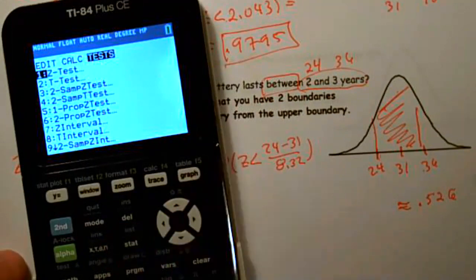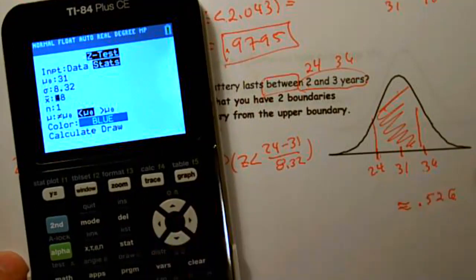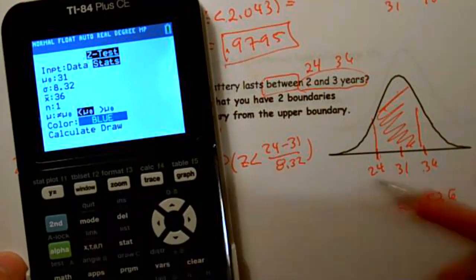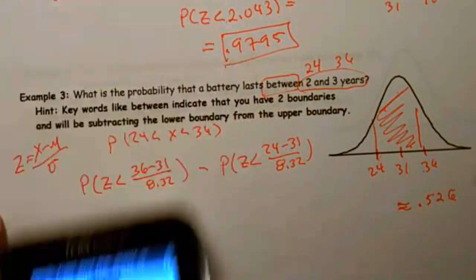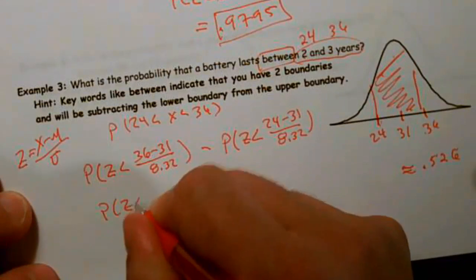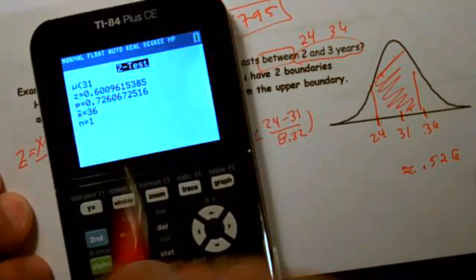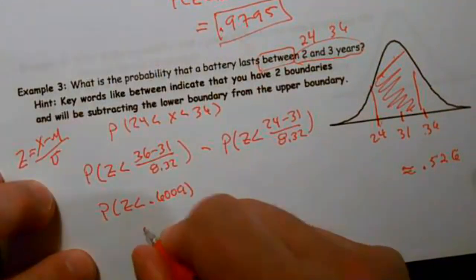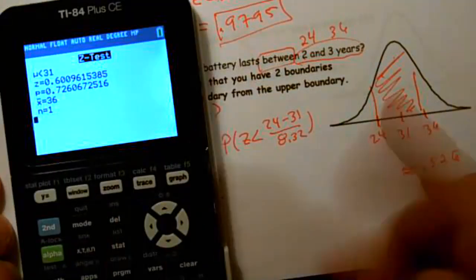So if I had chosen to use the stats test, this is the difference. Stats, test, z-test. Once again, we want to start with our upper value. Our upper value was 36. We're still going to be less than because we're going to the left. And we end up getting a z-score of about 0.6. So the probability that z is less than 0.6009, and we happen to know that that probability is 0.7261, so I'm going to go ahead and write that down. 0.7261 minus, then I need to go back and do the other side.